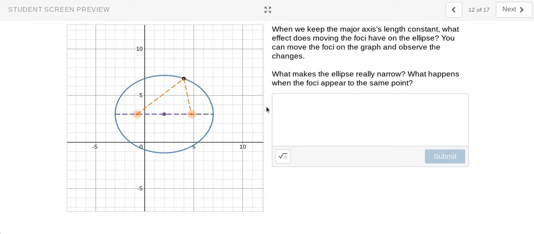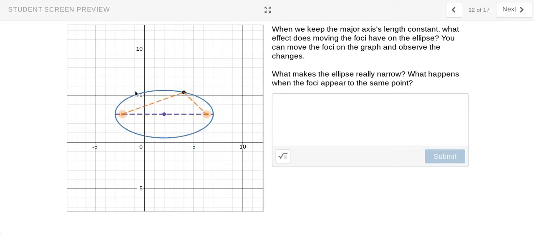So, what makes the ellipse really narrow? How can we make the ellipse narrow? As we see here, here's the center and here are the foci. When the foci are far away from the center, we call it narrow.